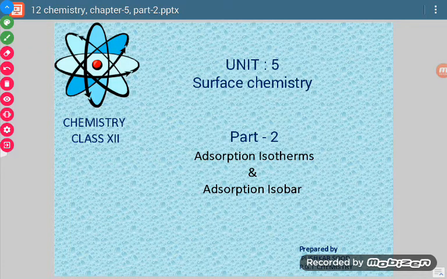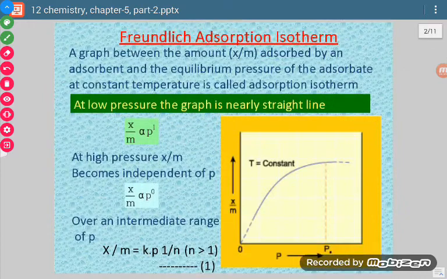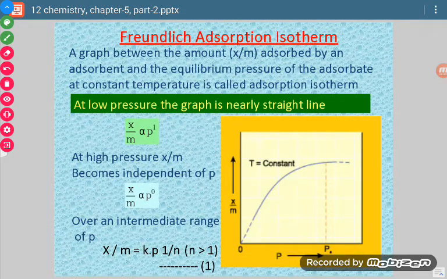Good morning, students. Today we are going to discuss a very important topic, adsorption isotherms and adsorption isobars. Then we will discuss the applications of adsorption. First of all, let us discuss adsorption isotherm. What do we mean by adsorption isotherm?